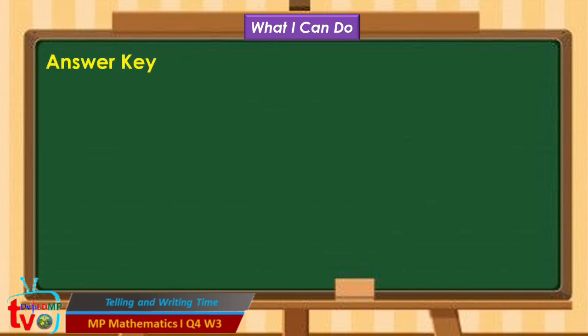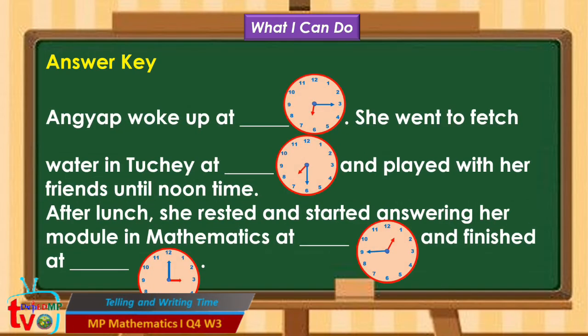Here are the correct answers. Amyat woke up at 6:15. She went to fetch water in Tuchoy at 7:30 and played with her friends until noontime. After lunch, she rested and started answering her module in mathematics at 12:45 and finished at 3 o'clock.